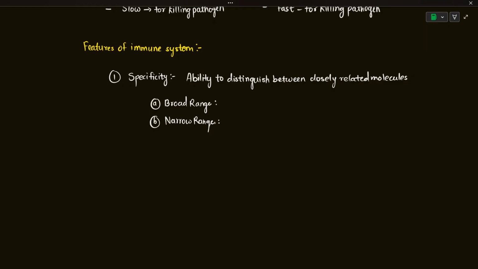Let me discuss this in detail. What is broad range specificity and what is narrow range specificity? Broad range specificity means the immune system is going to recognize a broad spectrum of different molecules, but they are categorized in the same group. Let me explain this with an example. Let's assume that the immune cell has certain receptors. Let's say this is a B cell receptor. It could be a T cell receptor or an NK cell receptor, whatever cell it is.